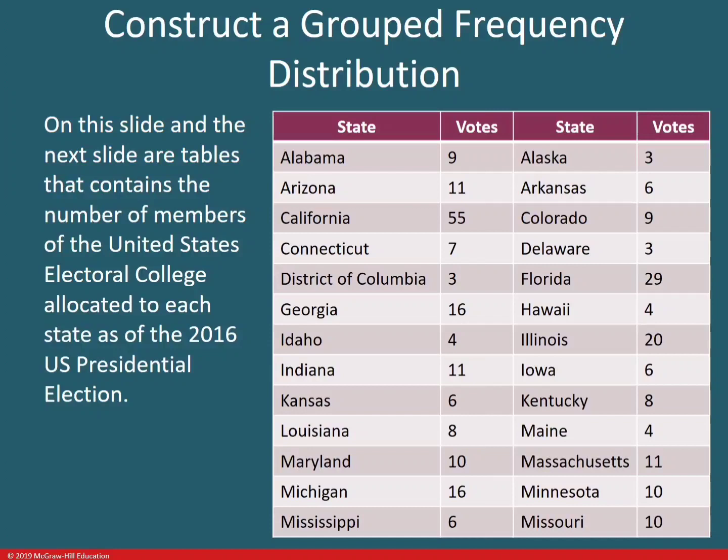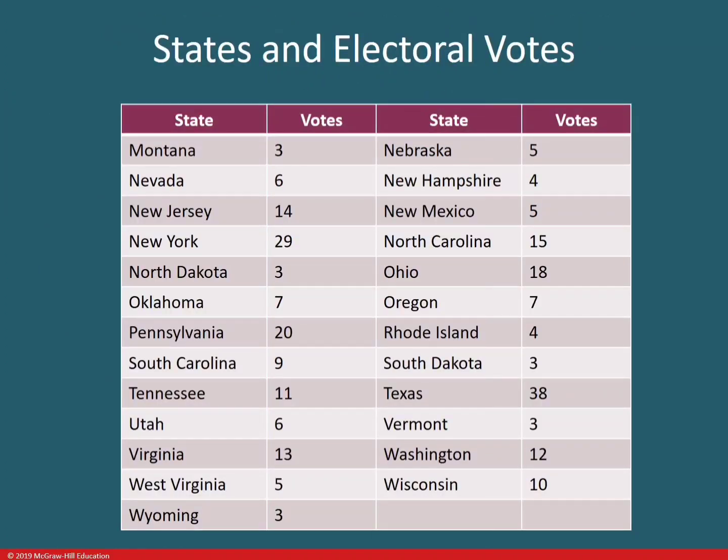On this slide and the next slide, these are the tables for the number of members of the United States Electoral College allocated to each state as of the 2016 U.S. presidential election. The size of the Electoral College for Alabama is 9 votes, California being the biggest at 55, Iowa 6, Maine 4, Minnesota 10, and then in the next slide we have the other states. Texas is 38, since it's a big state. New York is 29, a heavily populated state. Utah 6, Vermont 3, and so on.